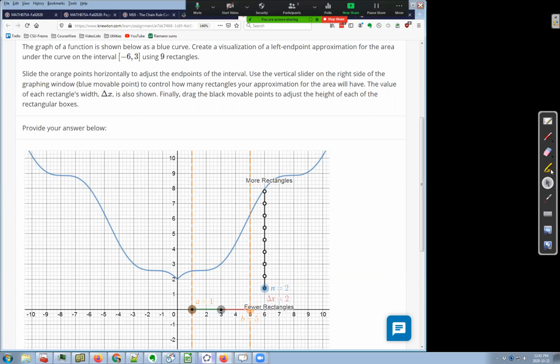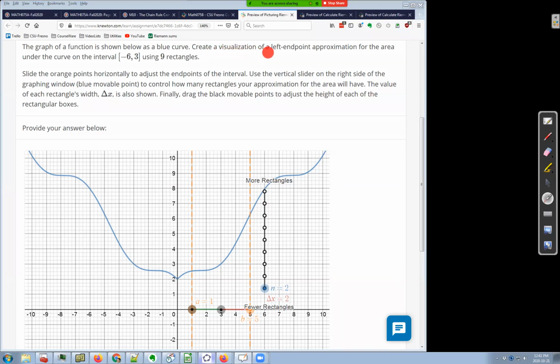So all right, here's our problem. It's given us a graph of a function. Create a visualization of a left endpoint approximation for the area under the curve. Okay, your book uses slightly different language here. So you might say, left endpoint approximation, what the heck is that? That just means left Riemann sum.